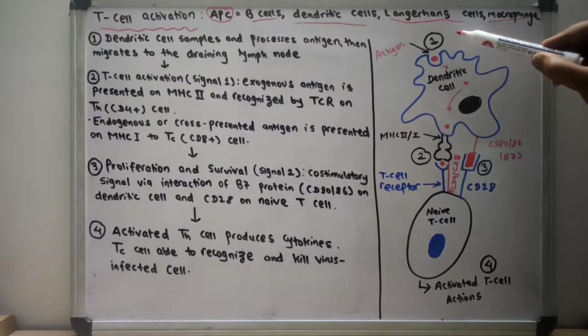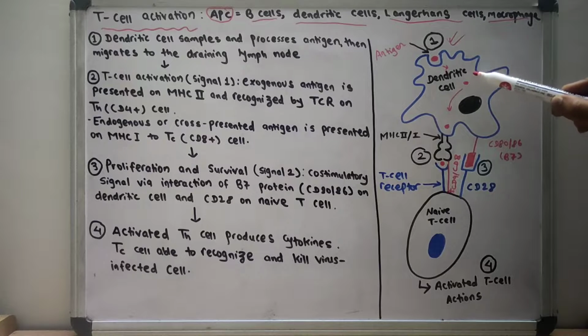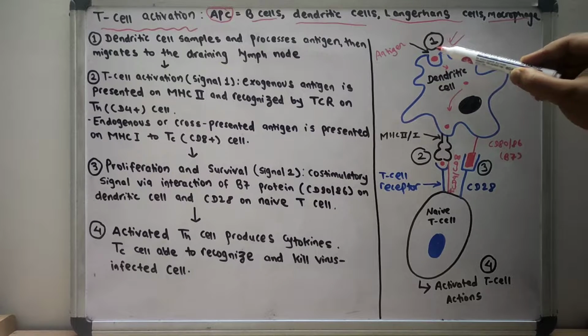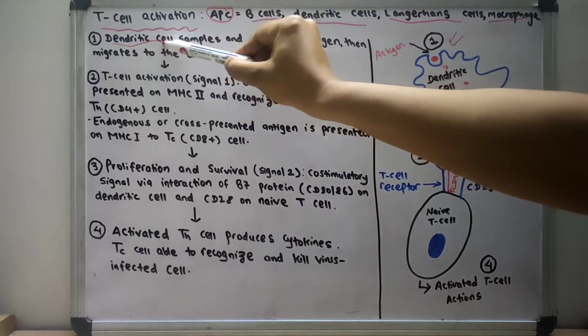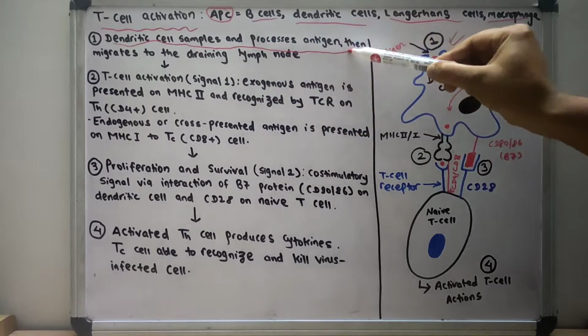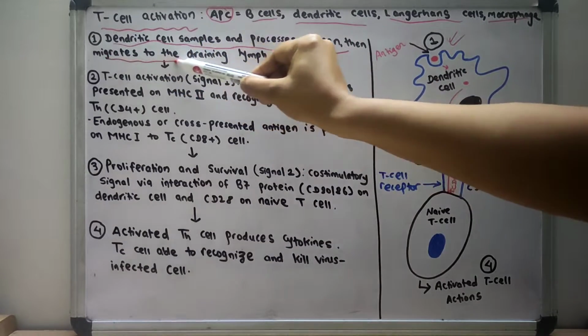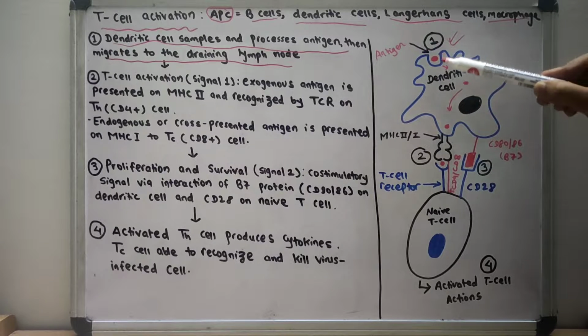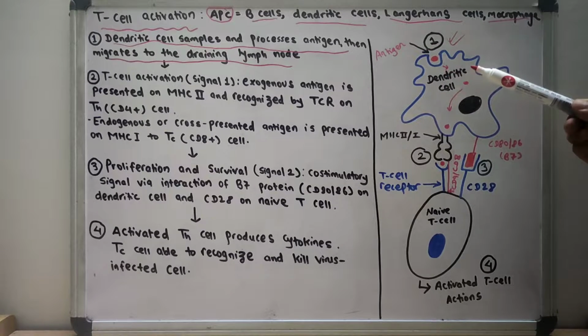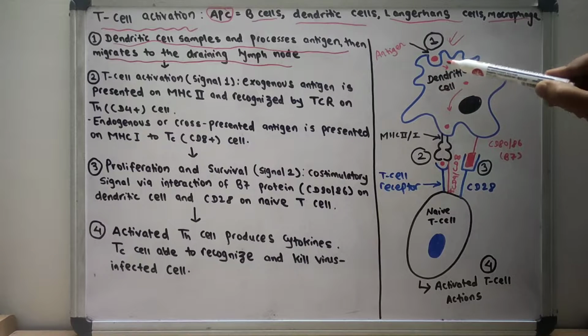In this first step, you can see the dendritic cell capturing an antigen. Here the dendritic cell samples and processes the antigen, then migrates to the draining lymph node. So this dendritic cell captures the antigen, samples it, processes it, and then migrates towards the draining lymph node.